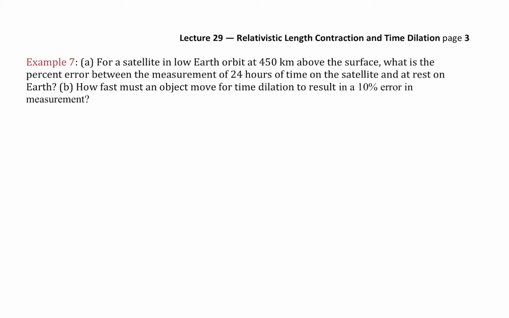So for a satellite in low Earth orbit at an altitude of about 450 kilometers, which is considered low Earth orbit, above the surface, what is the percent error between the measurement of 24 hours measured on the satellite compared to 24 hours measured at rest on Earth? And this might matter, right? Because if we have significantly different times measured for clocks on satellites, and we're using satellites for sophisticated calculations, then we have to account for that, right?